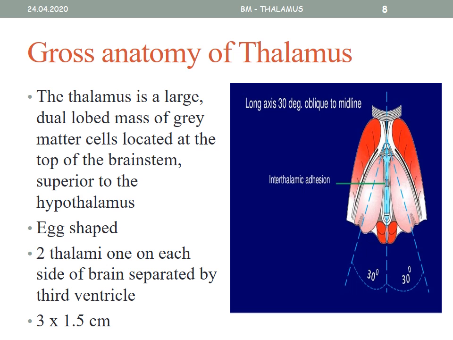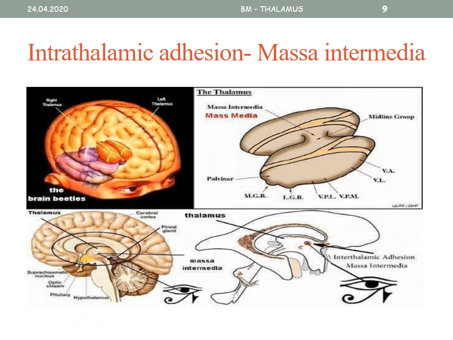Anatomy of the thalamus. Thalamus is a large dual-lobed mass of grey matter of cells located at the top of the brainstem superior to the hypothalamus. These are egg-shaped. There are 2 thalami, one on each side of the brain, separated by the third ventricle. Its length is 3 centimeters and width is 1.5 centimeters. The 2 thalami are connected by a mass which is called intrathalamic adhesion. This is also called massa intermedia.